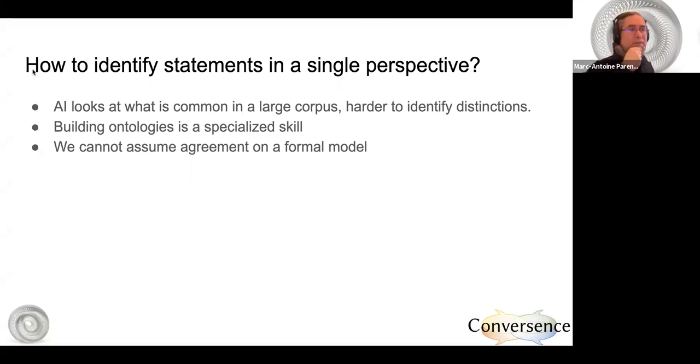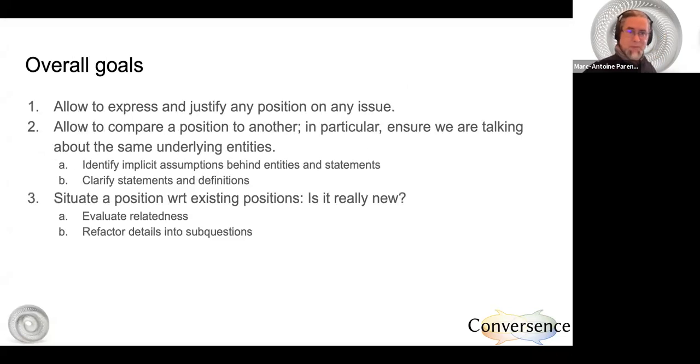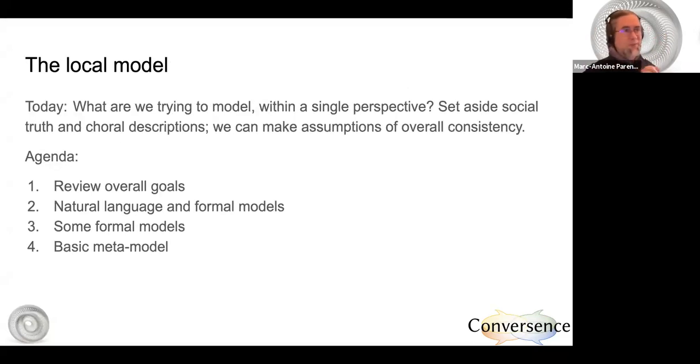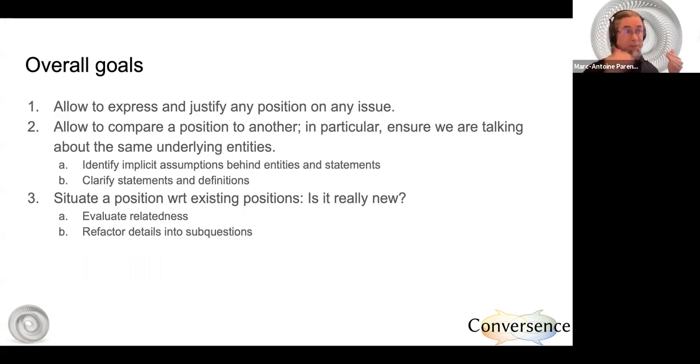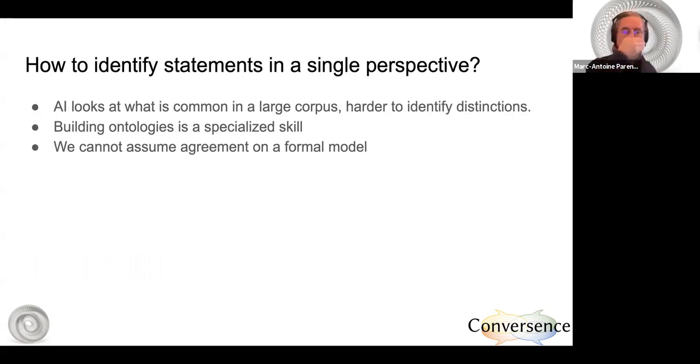I did start basically setting the agenda for today, and I'm mostly going to go into just overall goals. The single perspective mode. I'm not going to go into alignment federation today. This is what a single perspective looks like. And the overall goal is especially the clarification of concept operation. So how to identify statements.